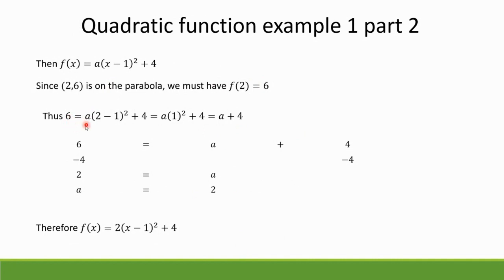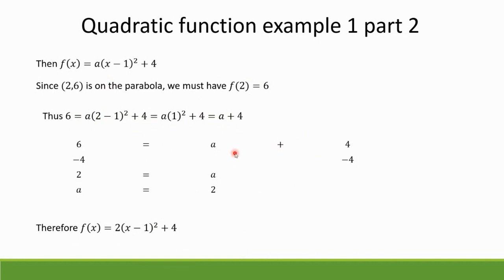equals a times (2 minus 1) squared plus 4. I'm replacing x by 2. So this is what we get here. When x is 2, we get 6. So let's simplify this side here a bit. So we have a times 1 squared plus 4, which is, of course, a plus 4. So we have 6 then equals a plus 4.